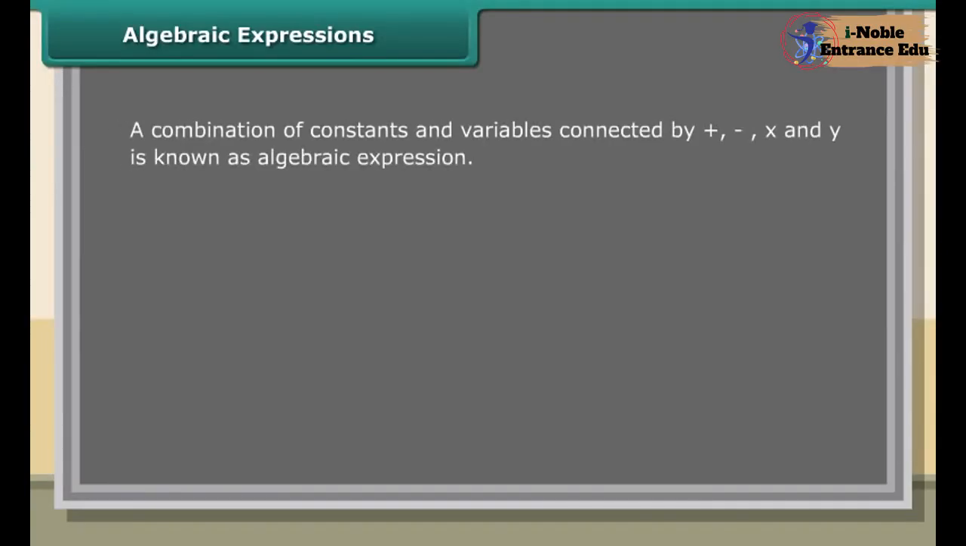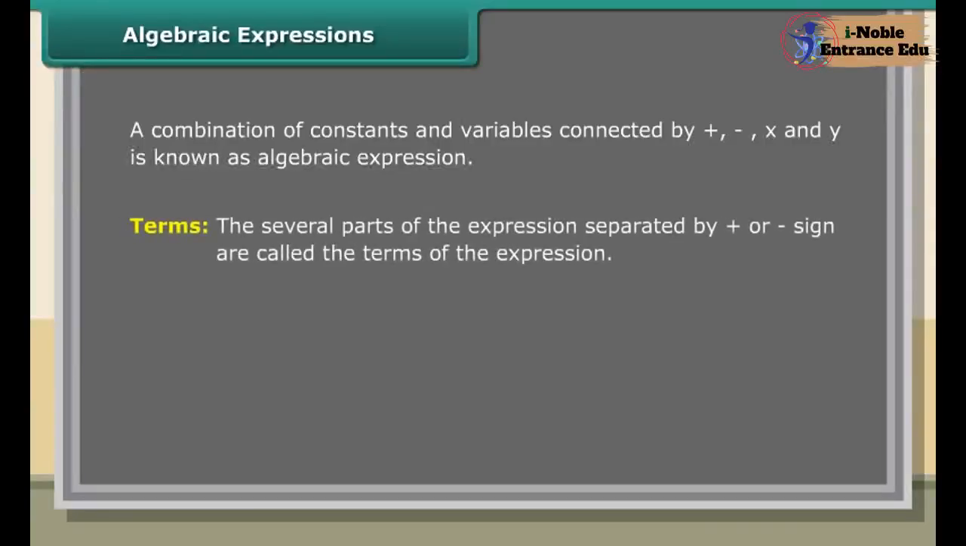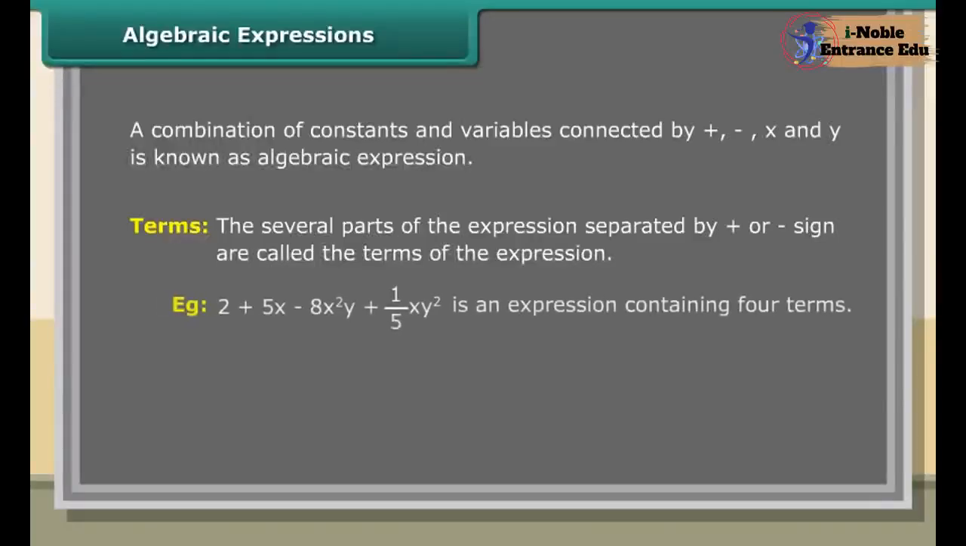Algebraic expressions. A combination of constants and variables connected by plus, minus, multiplication and division is known as algebraic expressions. Terms. The several parts of the expression separated by plus or minus sign are called the terms of the expression. Example, 2 plus 5x minus 8x squared y plus 1 upon 5 xy squared is an expression containing 4 terms. They are 2, 5x, minus 8x squared y and 1 upon 5 xy squared.